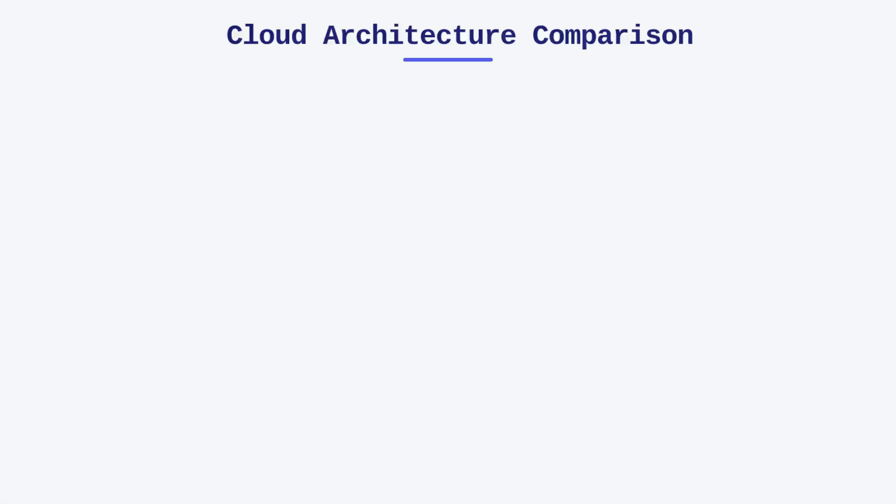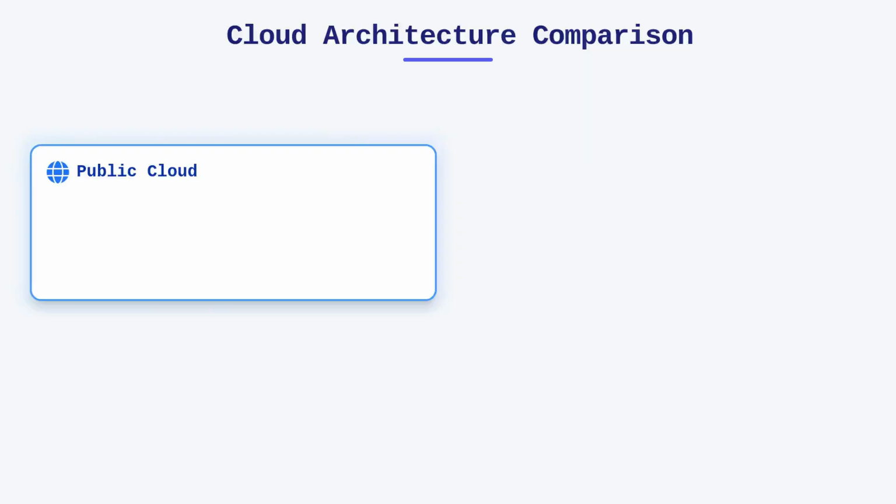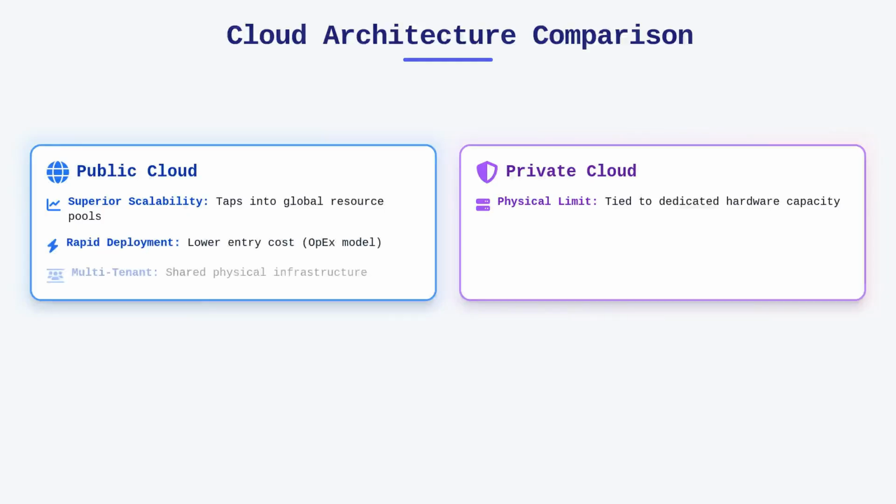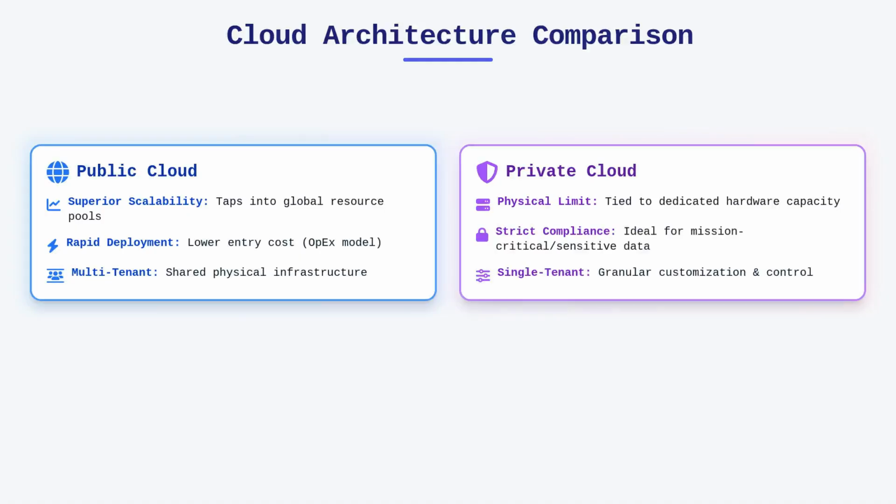When we compare these models, the distinction between multi-tenant and single-tenant architectures helps explain the trade-offs regarding cost, scalability, and control. Public clouds offer superior scalability limits because they tap into a global pool of resources, whereas private clouds are limited by the physical capacity of the dedicated hardware installed within the defined environment. While public clouds allow for rapid deployment and lower entry costs through operational expenditure, private clouds provide the granular customization and regulatory compliance comfort necessitated by mission-critical or sensitive data.